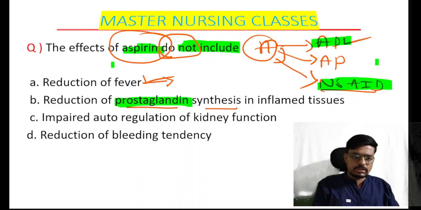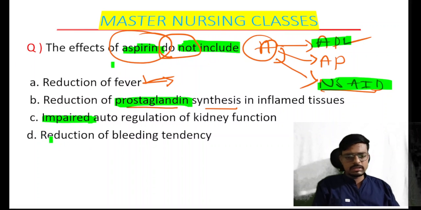It's an antipyretic, this concept is also clear. Option C is impaired autoregulation of kidney function. Students, yes, it can damage the kidney functions too if there is an overdose. So autoregulation of the kidney function will be impaired if aspirin is overdosed.